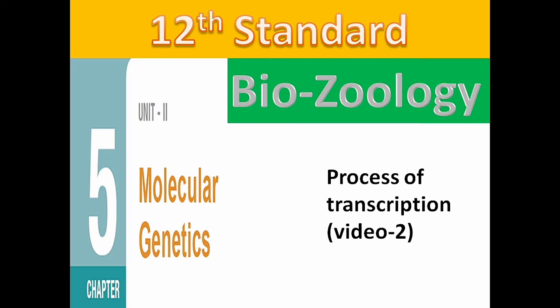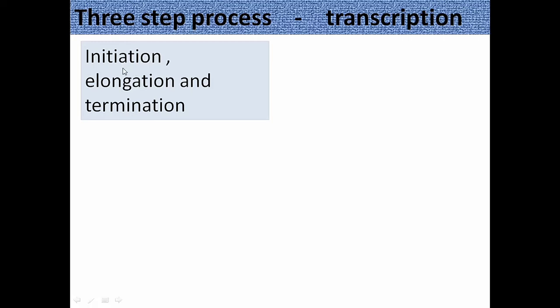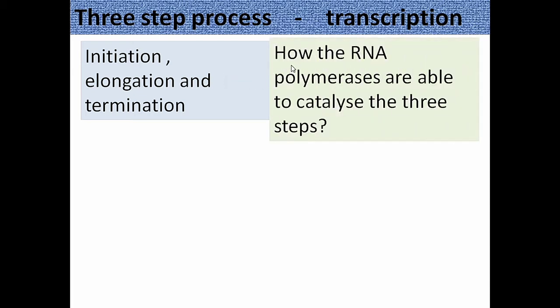In the previous video, we have already discussed something about transcription. In this video, we are going to learn the remaining part of transcription. Transcription is a three-step process. It involves initiation, elongation, and termination. How can the RNA polymerases control the three-step activities? This is a question: how are the RNA polymerases able to catalyze the three steps?